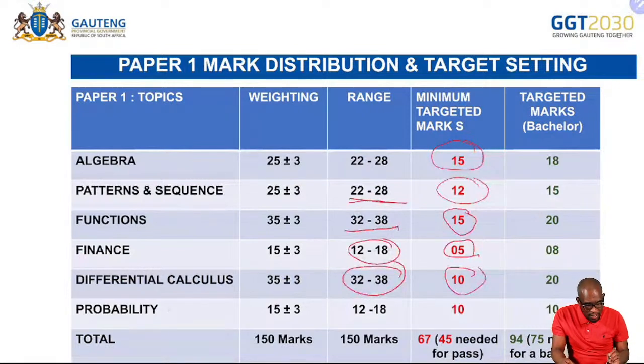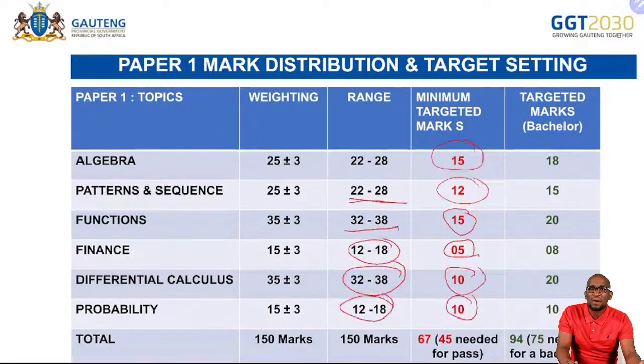And then with probability and counting, it's between 12 to 18. You just need a minimum of 10 marks there. And in total, you'd be getting 67 out of 150, and you only need 45 marks for you to get a minimum pass. That is a minimum target.